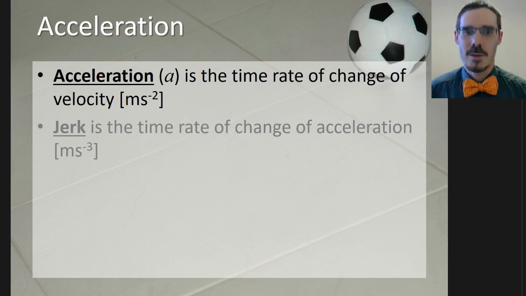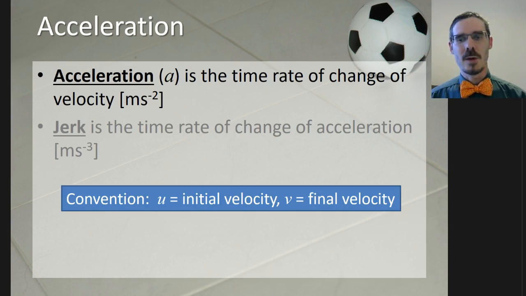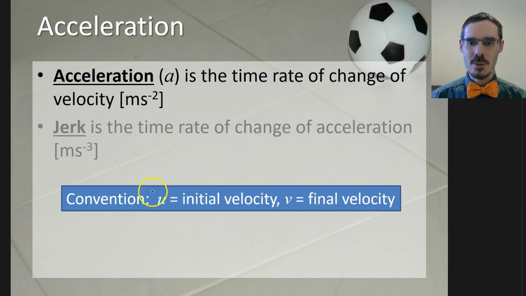Now, because we're talking about the change of velocity, we're going to use a simple convention because we're going to need initial velocity and final velocity. I think I did mention this before. Initial velocity we're going to use as u, and final velocity we're going to write as v. Let me show you some examples.